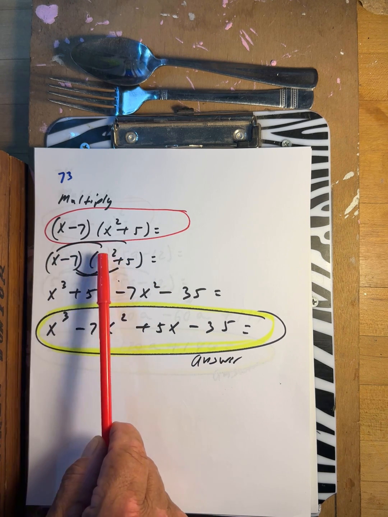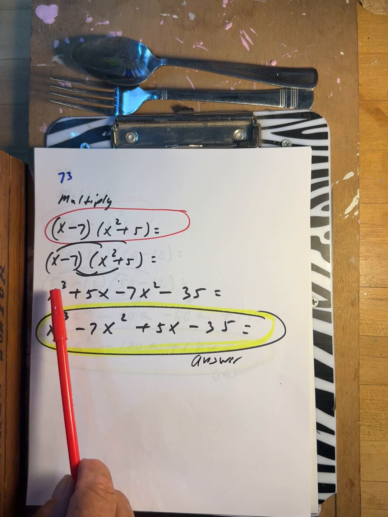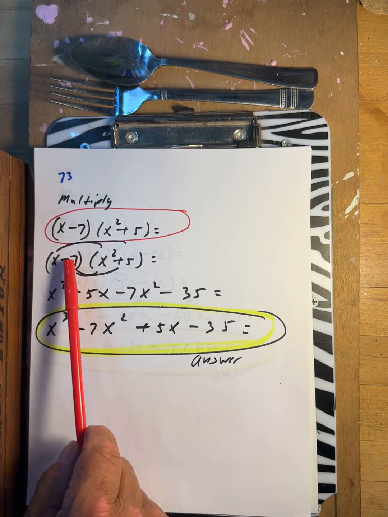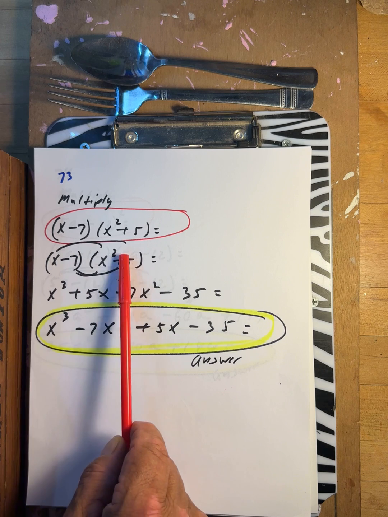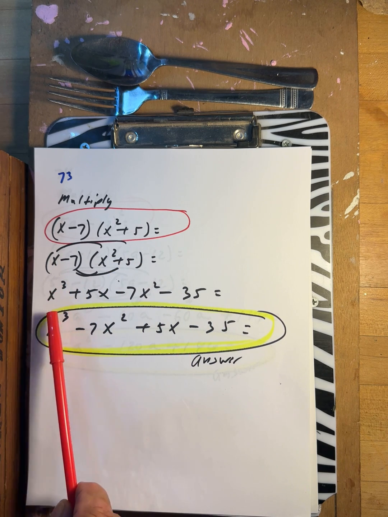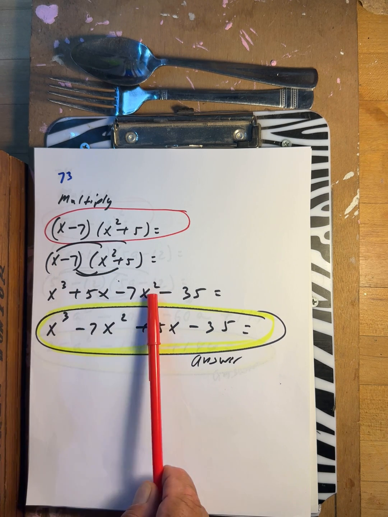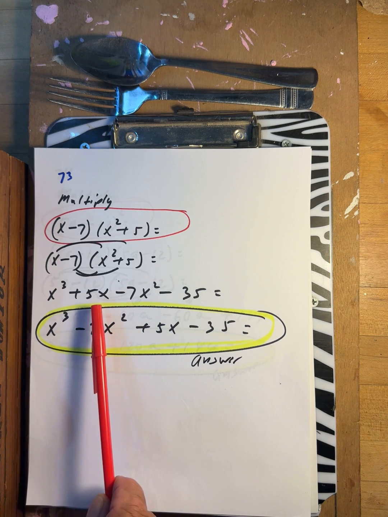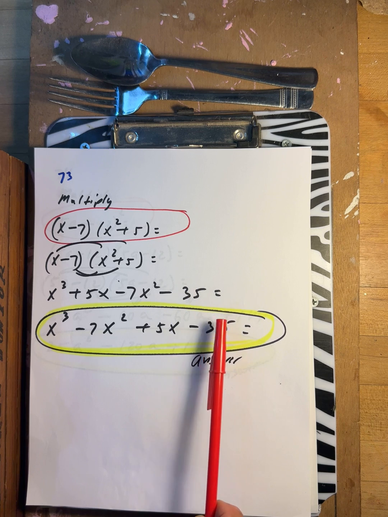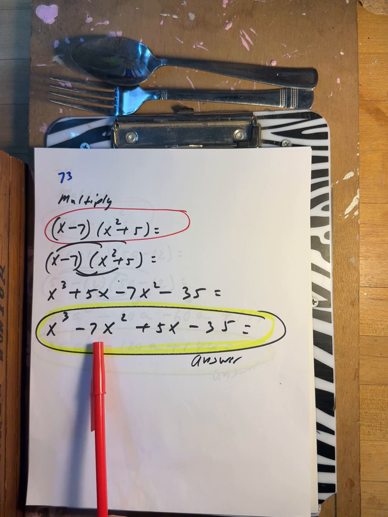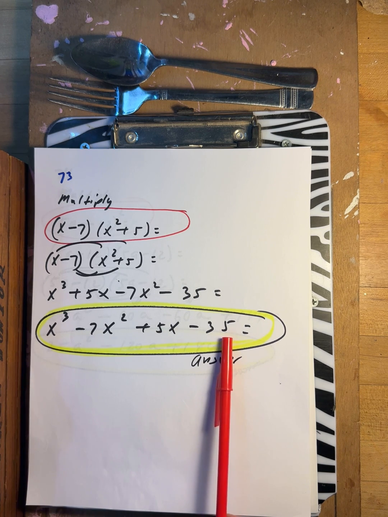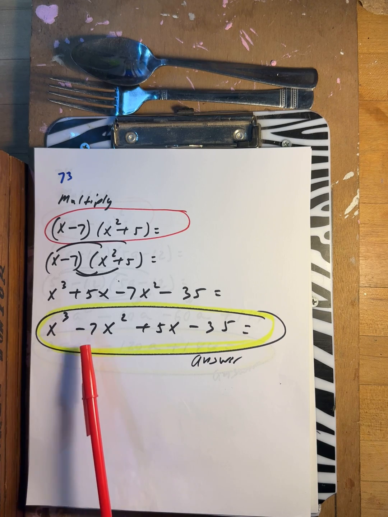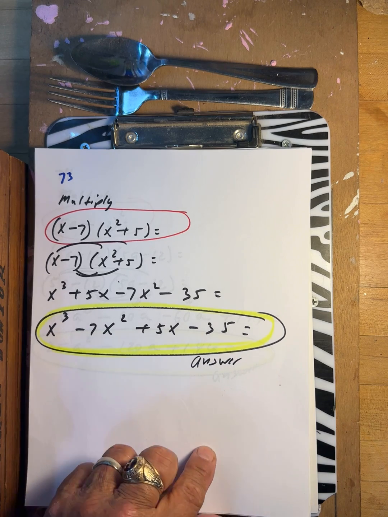Do it again. X times x squared is x cubed. Yes. X times that is 5x. That's going to be negative 7x squared. Negative 35. Now we put x cubed first. The next power is this one, so let's copy this one. Negative 7x squared. And then we have 5x. Copy it. And then negative 35 at the end. So x cubed minus 7x squared plus 5x minus 35. Is that it? Yep. X cubed minus 7x squared plus 5x minus 35.